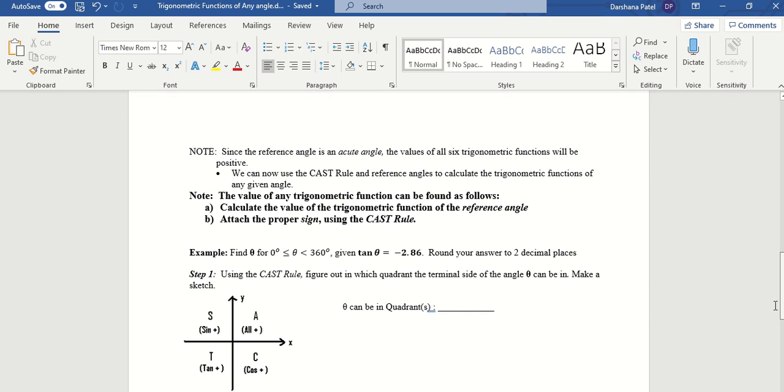Since the reference angle is an acute angle, the values of all 6 trigonometric functions will be positive. So whenever we do something with alpha, it will always turn out to be positive. So we can now use the CAST rule, C-A-S-T: all positive in the first quadrant, sine positive in the second quadrant, tan positive in the third quadrant, and cos positive in the fourth quadrant. And we follow these steps.